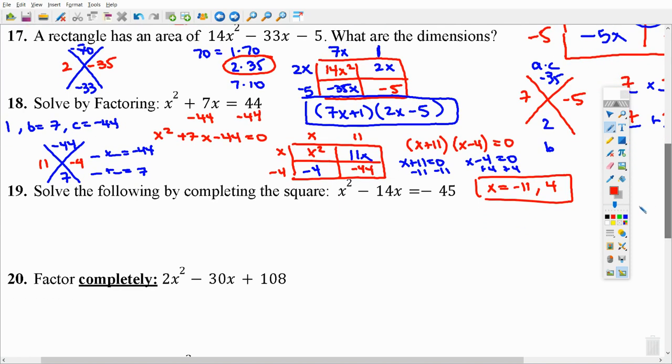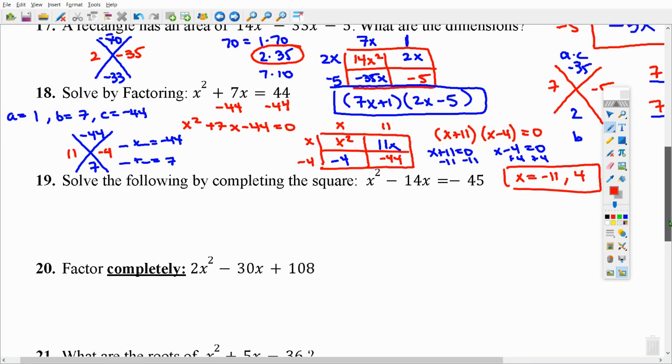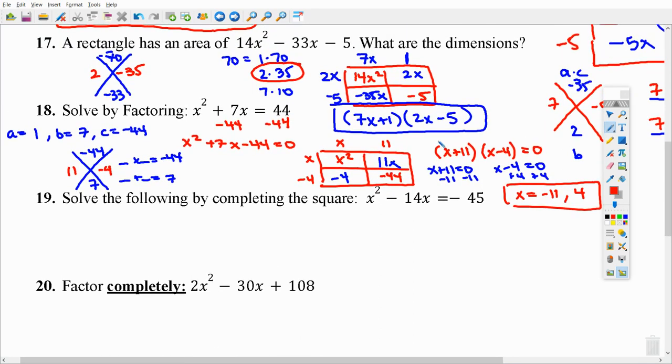All right. And so it does say to solve, so you do have to find your solutions to it. If it didn't say solve and it just said factor, then you could stop over here. But it does say to solve.